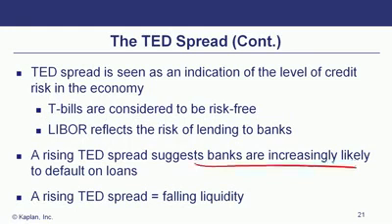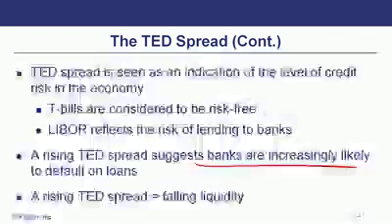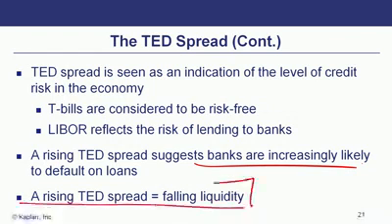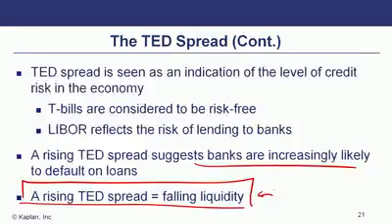So the banks are increasingly likely to default as the TED spread gets wide. The market's demanding a higher return. So that's got to be the issue. And then maybe the bigger deal is that this is going to suggest we're going to have falling liquidity in the economy. So a rising TED spread suggests falling liquidity, and a shrinking TED spread suggests enhanced liquidity or easier money going forward.